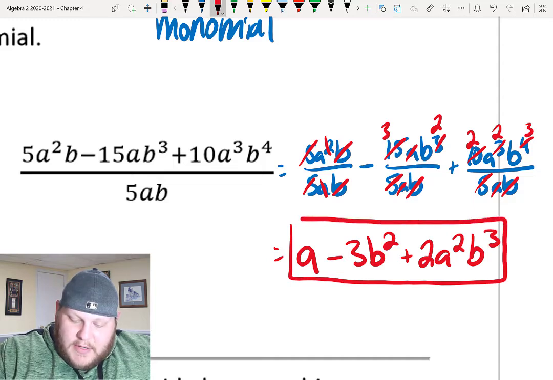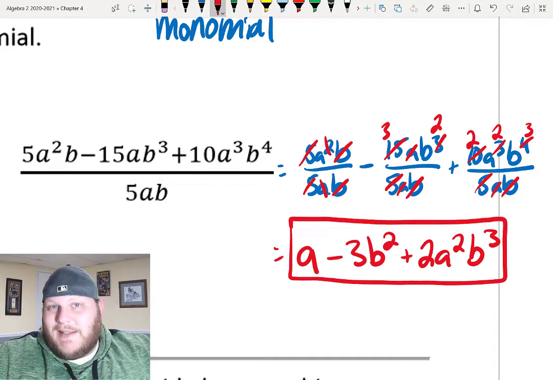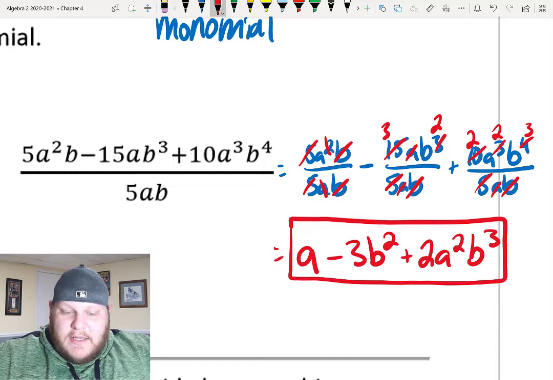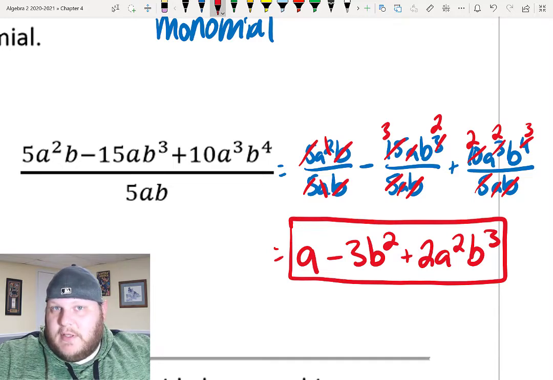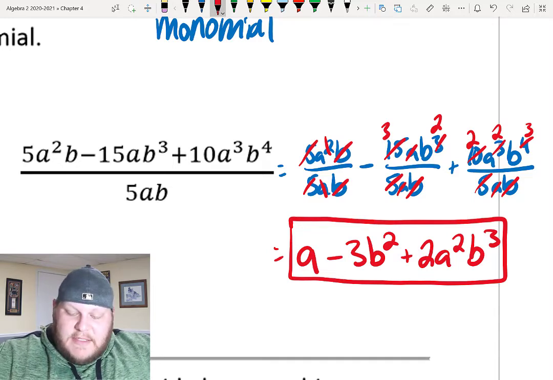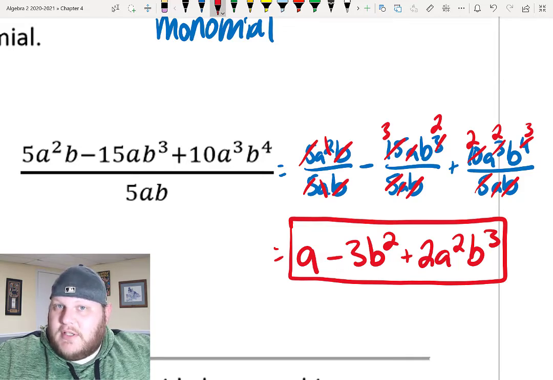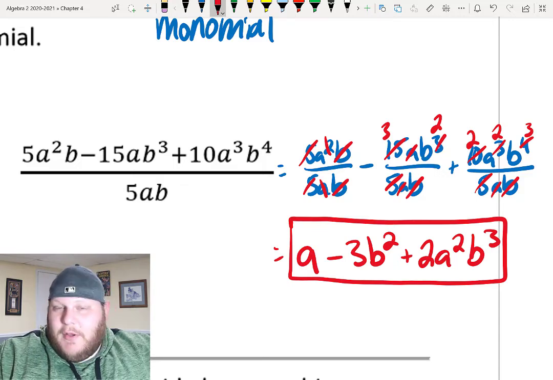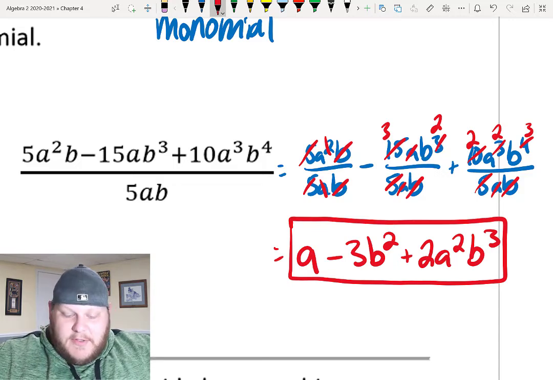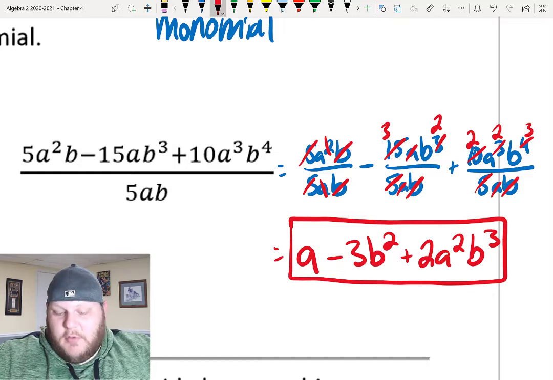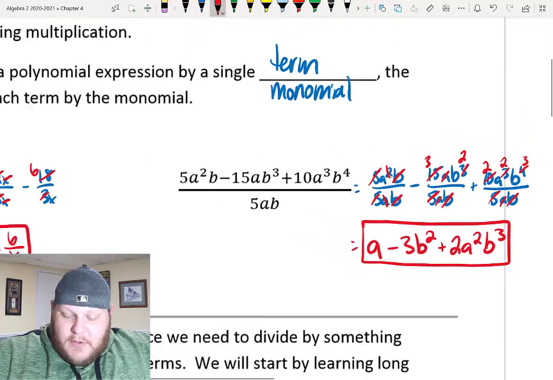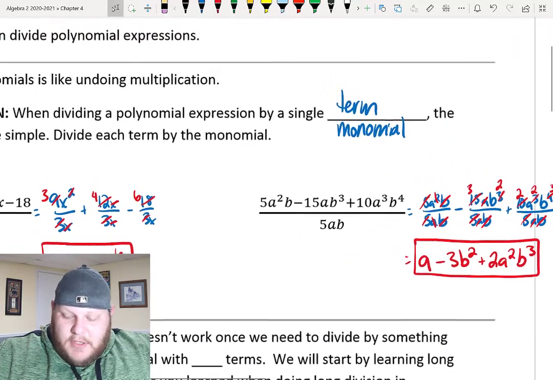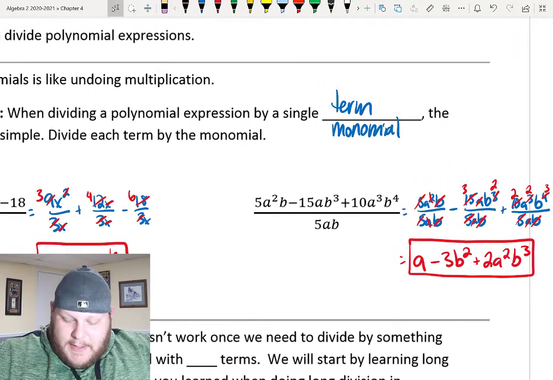Something we'll talk about in a subsequent section, with the second half of chapter 4 that we'll do in second semester: since it divides evenly, there's no remainder. We just get nice whole number terms. We would say that 5ab is a factor of that big nasty polynomial up top, 5a squared b minus 15ab cubed plus 10a cubed b to the fourth. So that's if you have just a monomial that you're dividing by, just a single thing that you're dividing by.